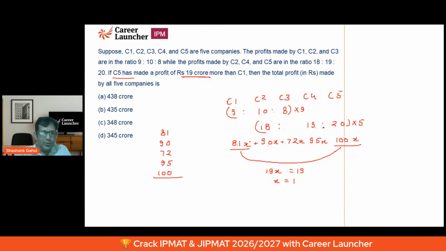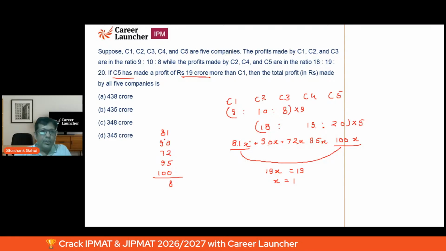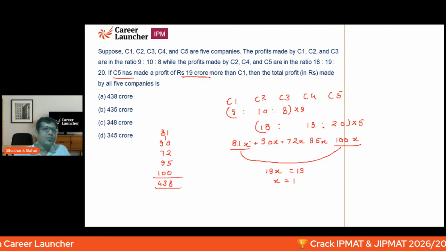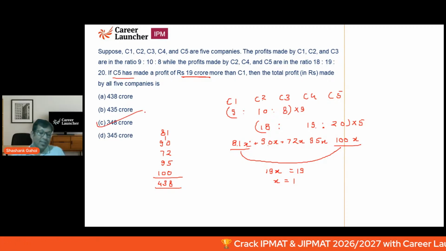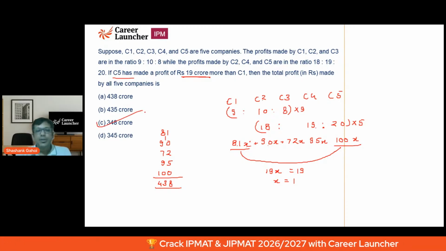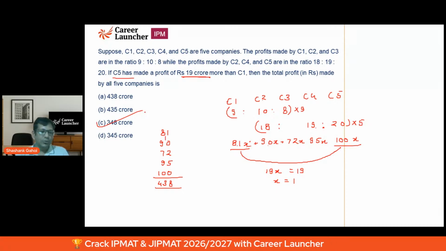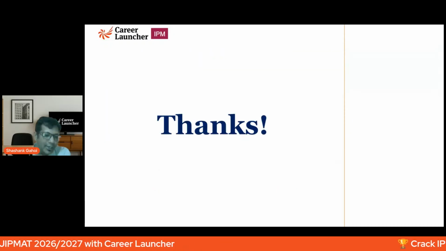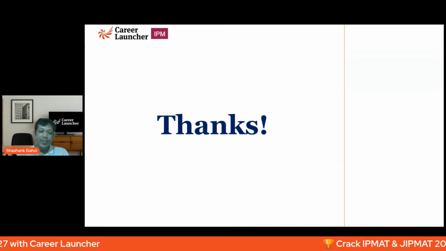So this comes out to be 438. So the answer of this question is option C. This was a fairly easy question that we have seen in ratio. If anyone has any doubt, you can ask me. I'll respond to your queries.